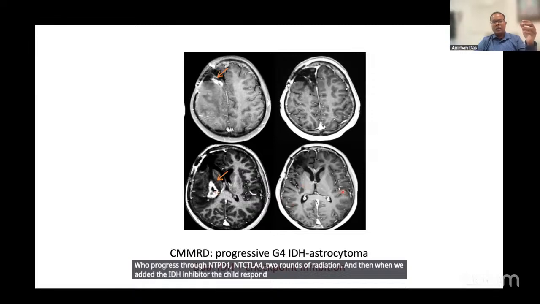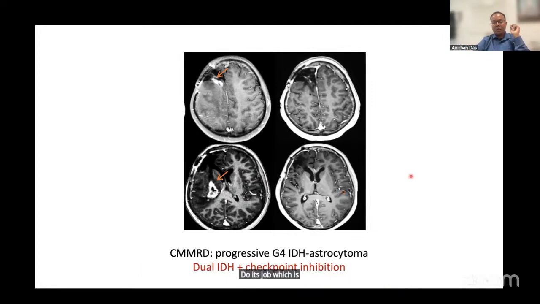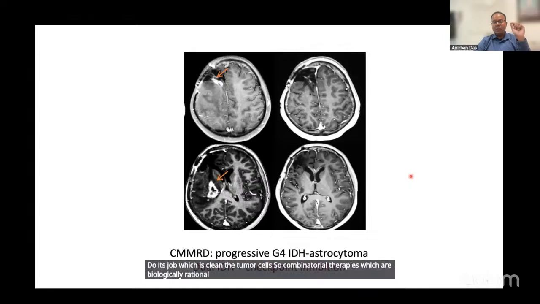We think this is because the IDH inhibitor allows us to stop the production or decrease the level of the 2-HG, or 2-hydroxyglutarate, which is the cause of the immunosuppression. And then the immunotherapy can actually do its job, which is killing the tumor cells. So combinatorial therapies, which are biologically rational, based on the biological understanding of the disease process, are making a big headway and allowing us to treat our patients better.